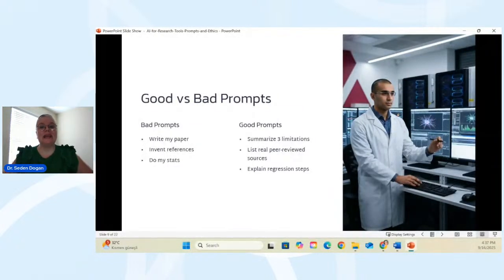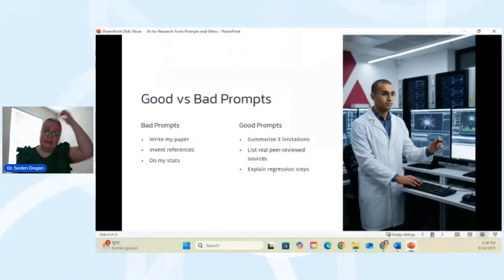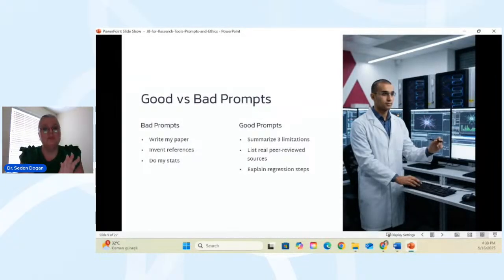Another bad prompt. Do my statistics and give me results. So that's very dangerous because it bypasses your own analysis, right? So a good prompt would be outline the steps for running a mediation analysis in SPSS and explain common pitfalls. So that way, you are learning and running the analysis by yourself, right? So the theme here is clear. Bad prompts outsource thinking, hide work, and invite misconduct. Good prompts scaffold your process, give you starting points, and keep you in control of intellectual labor.